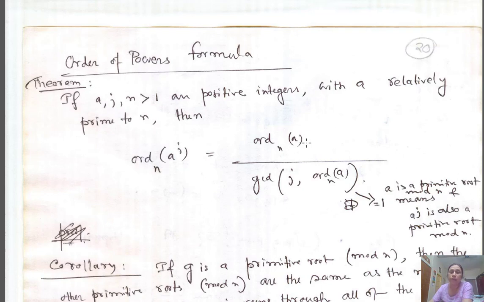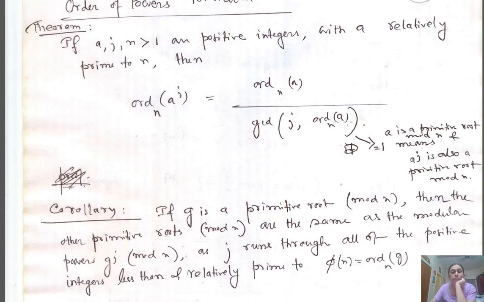So if you know the order of A, then you can find the order of A to the power J, the order of the power of A. The order of the power of A is the order of A divided by GCD of that power comma order. So you can say that when this GCD in the denominator is 1, then the order of A to the power J is the same as the order of A.